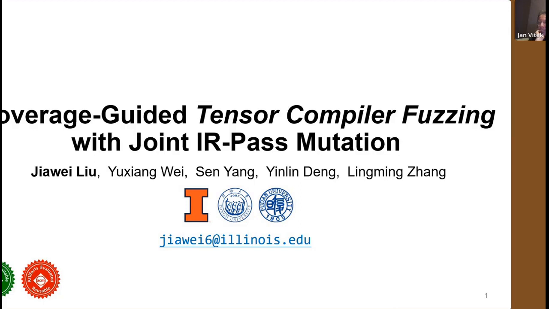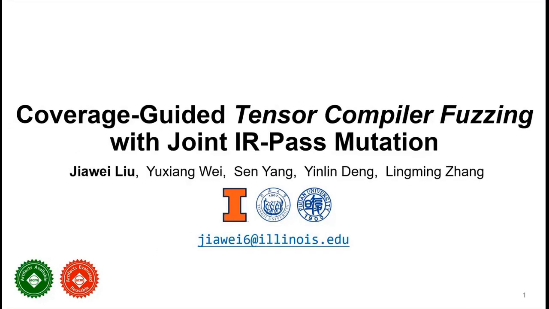I'm Java Liu from the University of Illinois. I'm here to talk about our new work, coverage-guided tensor-compiler fuzzing with joint error-inducing mutation. This is joint work done by researchers from UIUC, Tongji University, and Fudan University.